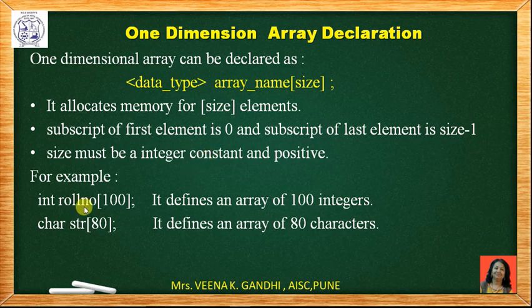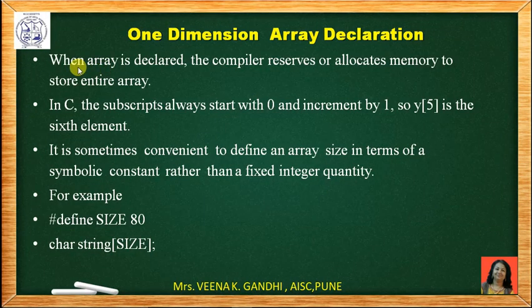For example, int rollnumber[100] defines an array of 100 integers. char str[80] defines an array of 80 characters. When a one-dimensional array is declared, the compiler allocates memory to store the entire array. In C language, the subscript always starts with 0 and increments by 1. So if I say y[5], it will be the sixth element, because the subscript always starts from 0.